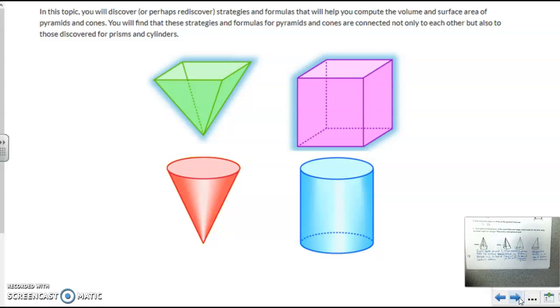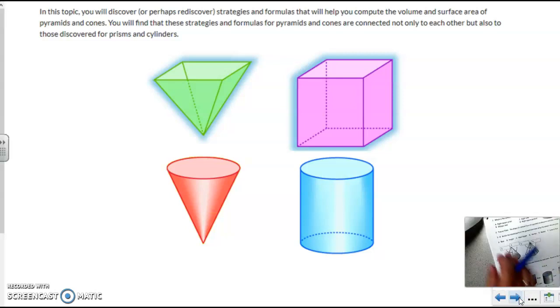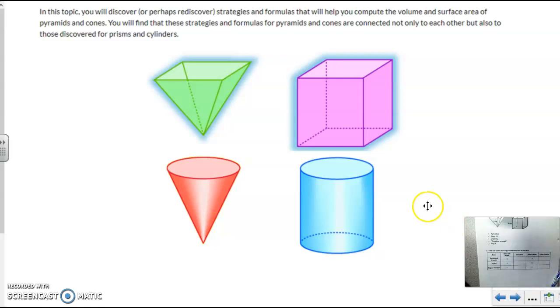All right, so let's talk about how pyramids are different than prisms and how cones are different than cylinders. So here are your 4 different solids that we've been talking about. Notice that in a prism your bases are parallel to each other, so you have 2 bases. Same thing with a cylinder. But in a pyramid and a cone, we only have 1 base. So they're different than prisms and cylinders because they only have 1 base. But these 2 are similar in that their bases are polygons, and these 2 are similar in that their bases are circles.